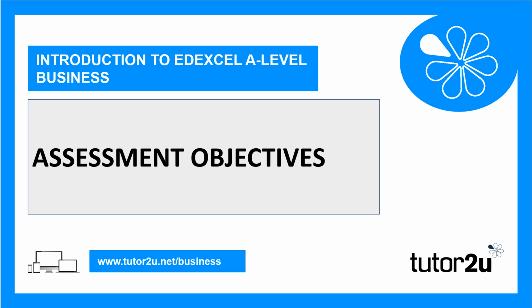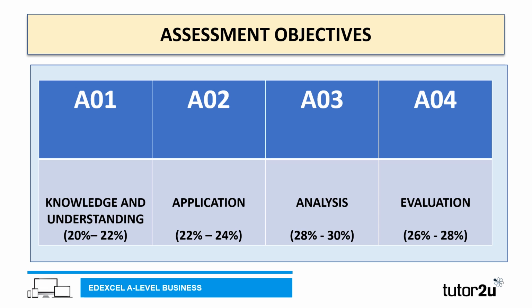And in this part of the course, we're going to look at assessment objectives. So on screen, we can see the 4 assessment objectives along with their relative weighting. There are 4: AO1, which is knowledge and understanding; AO2, application; AO3, analysis; and AO4, evaluation. AO1, knowledge and understanding, accounts for between 20% and 22% of the overall marks, whereas application is 22 to 24%, analysis 28% to 30%, and evaluation 26% to 28%.